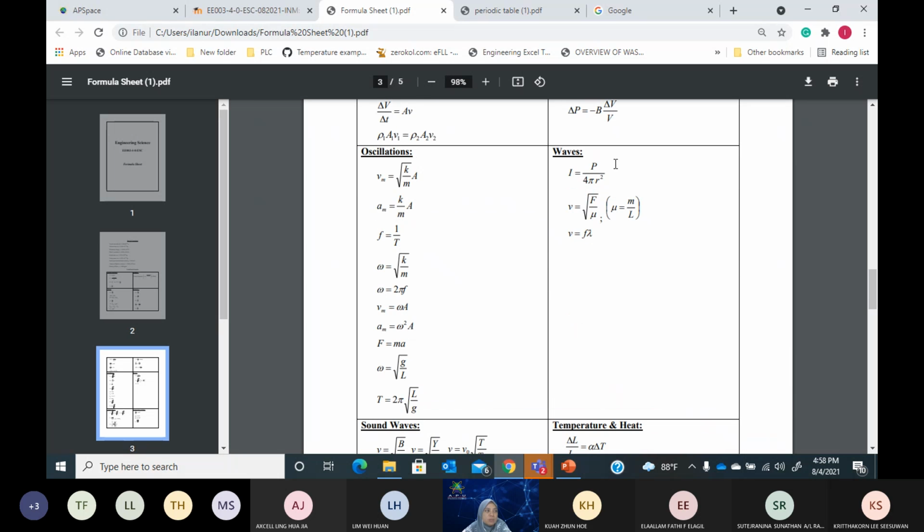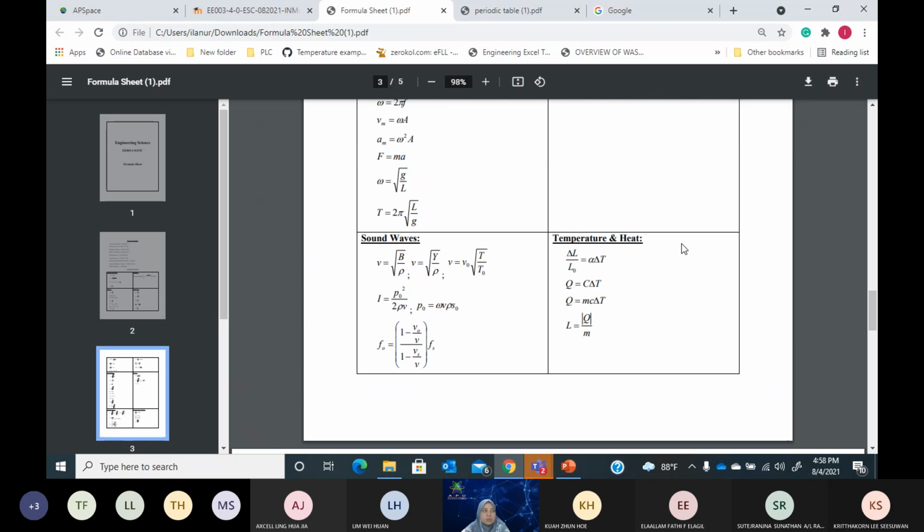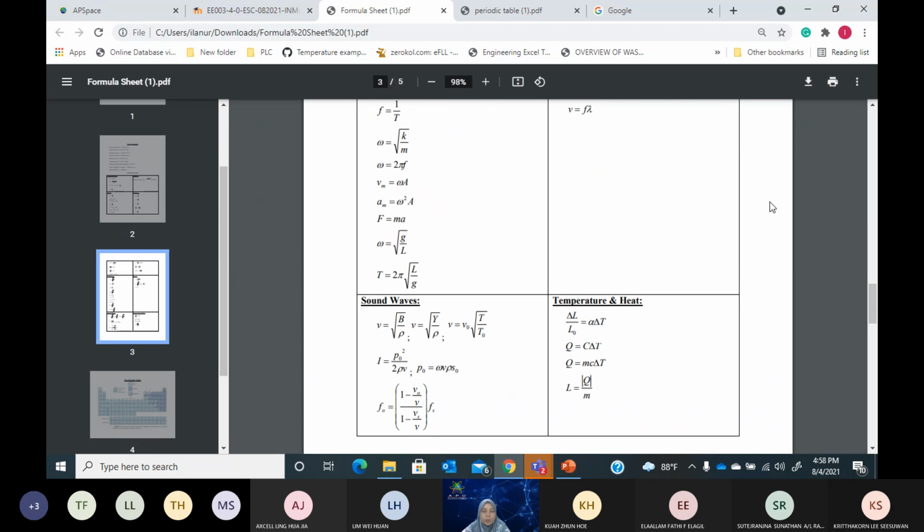Next is the oscillation chapter, wave chapter, all divided into certain boxes, so easy to find. If I jumble everything, later you want to find also takes time. Next is the sound wave and temperature heat. Whatever formula is not in here, you need to find or create your own, depending on the question. Sometimes it is like a mathematics question only. Mathematics given a certain scenario, after that you create your own, right? Something like that will happen in this subject also.